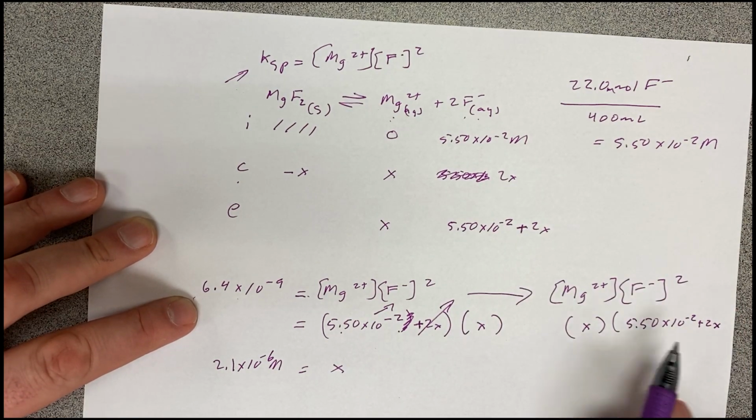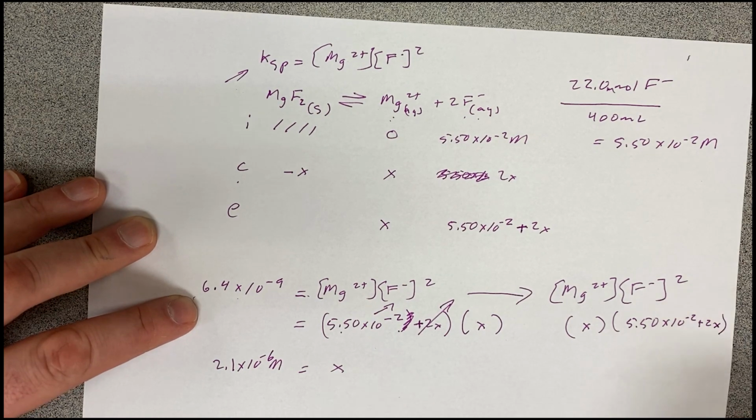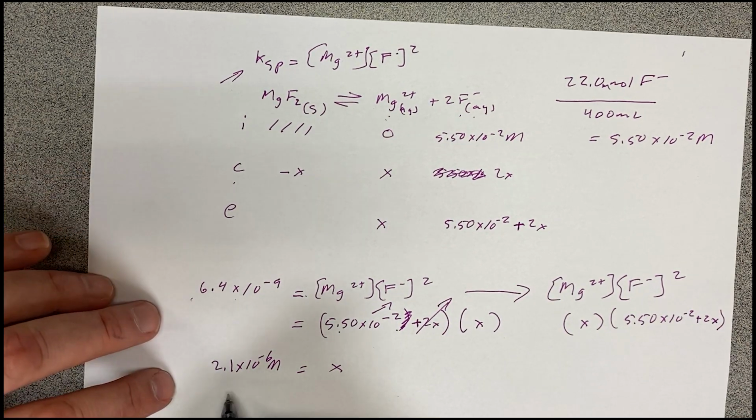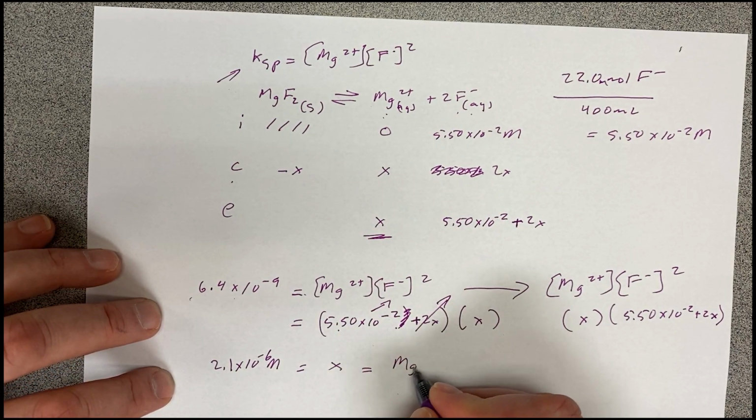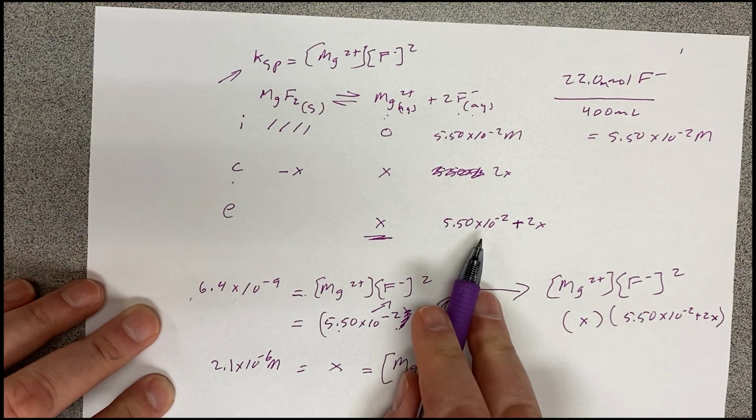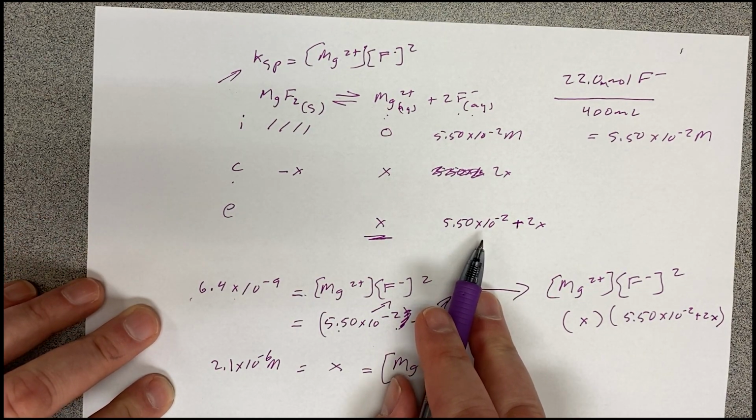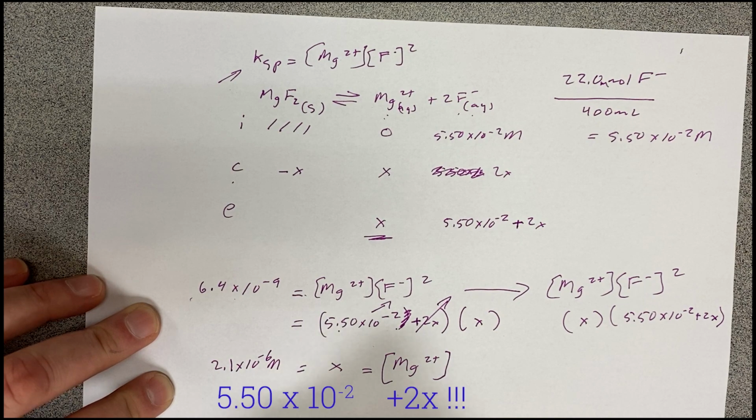In all of these cases here, I realized I put a minus x here, and there should be a plus x and a plus x. That's me just trying to get through this quickly so this video isn't interminably long. But what I do know is this: at equilibrium, wouldn't my x value be equal to my Mg2+ concentration? Yeah. And wouldn't my equilibrium value for my F− be 5.50 times 10 to the negative 2 minus 2x?